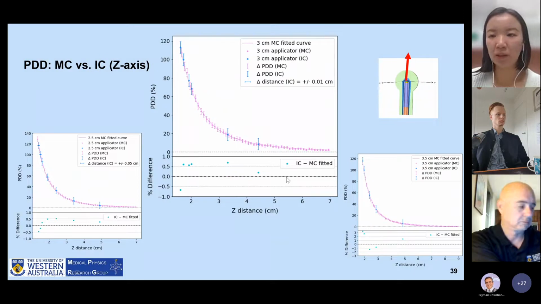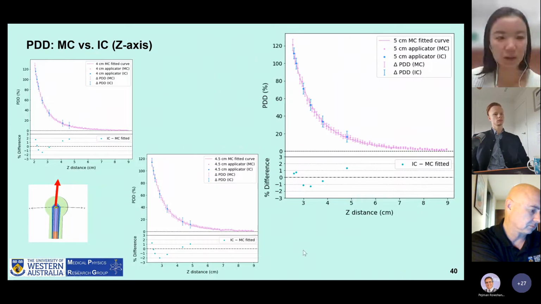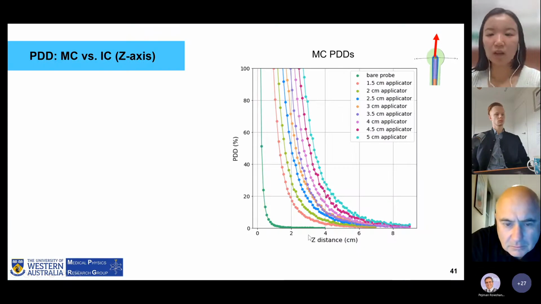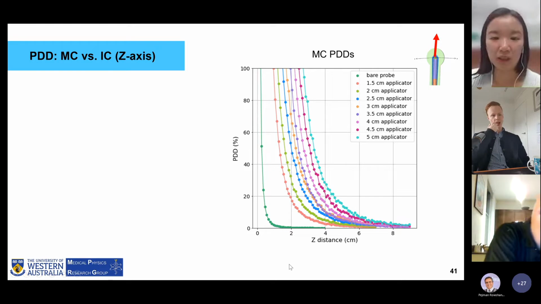Remember that these measurements are made along the Z-axis at the top of the probe. I'll just skip past these fairly quickly. Just take note of the differences. They're generally quite small. The plot on the right is all of the Monte Carlo plots for the PDDs.